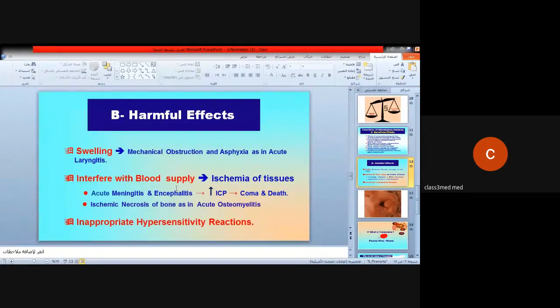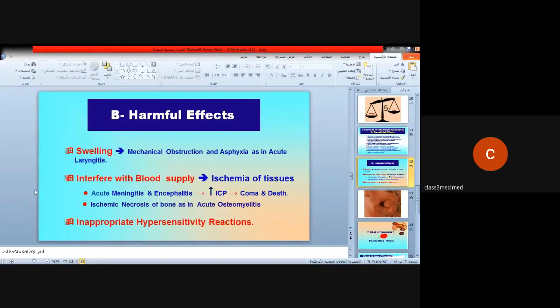Also, it interferes with the blood supply, causing ischemic necrosis in the bone, as in cases of acute osteomyelitis. It causes necrosis of the bone.